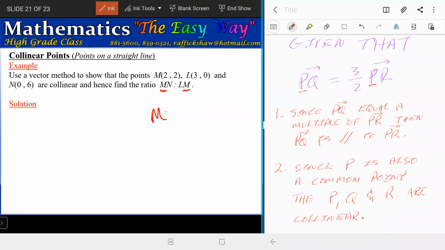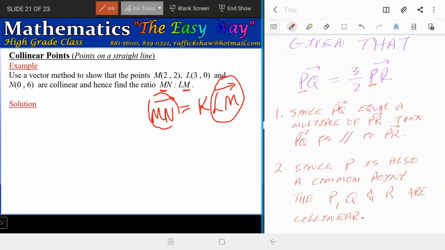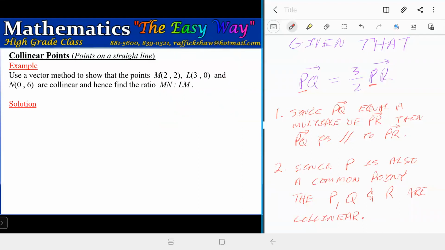So I need to show that MN equals some value times LM first. That's what I need to show. So I need to find out what the vector MN is and find what the vector LM is, and then show that they are parallel. So let's look at it.